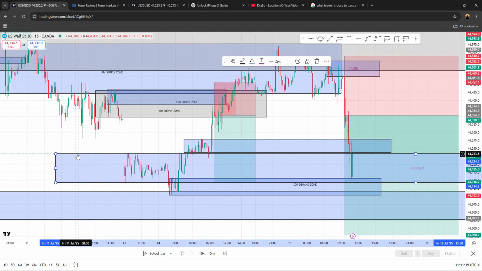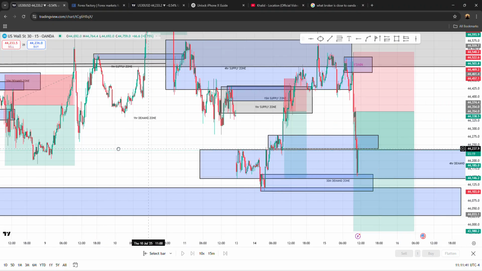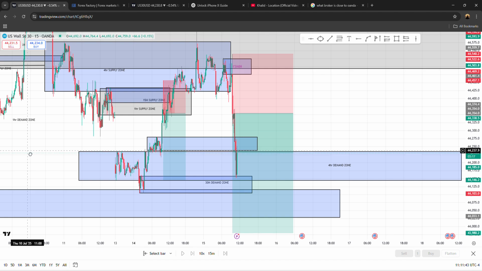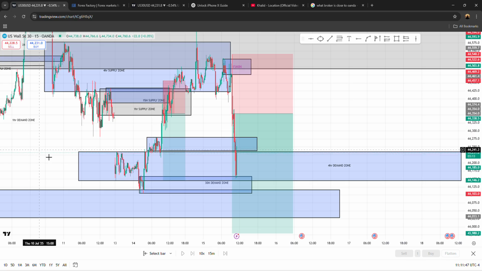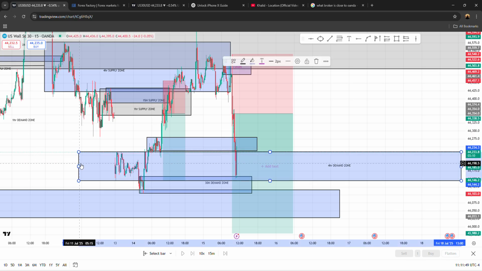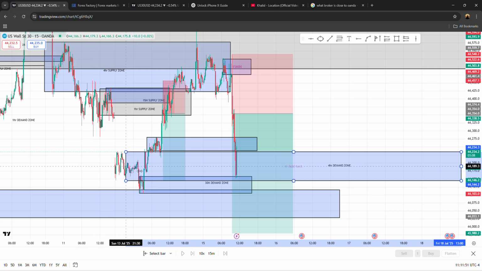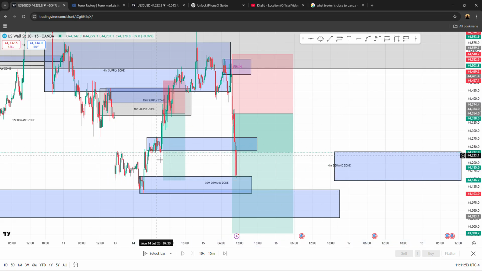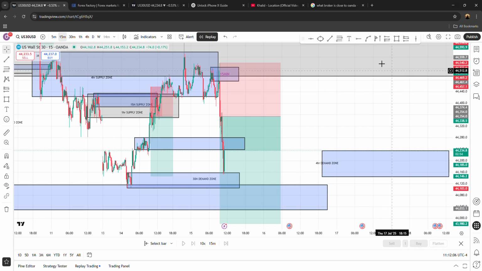So what zone are we in? I think we're in a 4-hour demand zone as well. Yeah, we're in a 4-hour demand zone as well. Let me see, I'm just going to get this off for a while. I feel like price might use this as a break and retest. As it pushed down here, it uses a break and retest and probably pushes back down to where I think price is going to go.